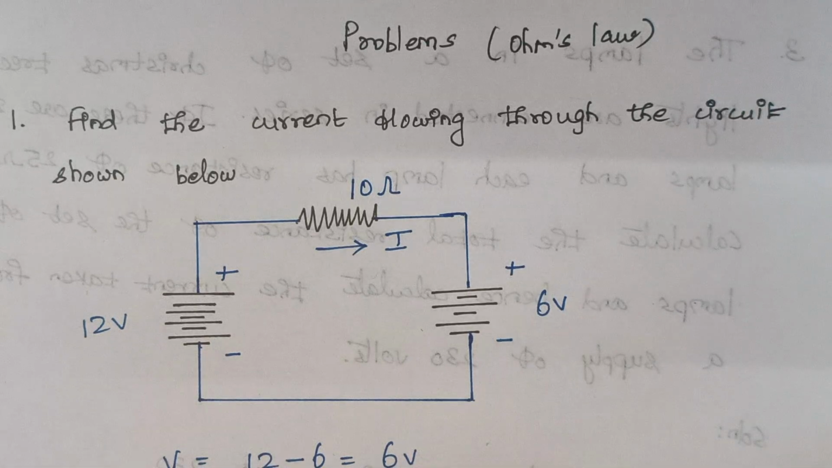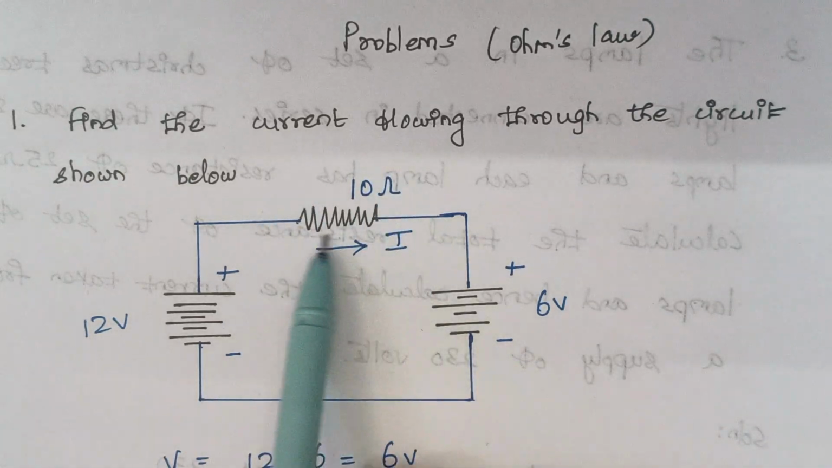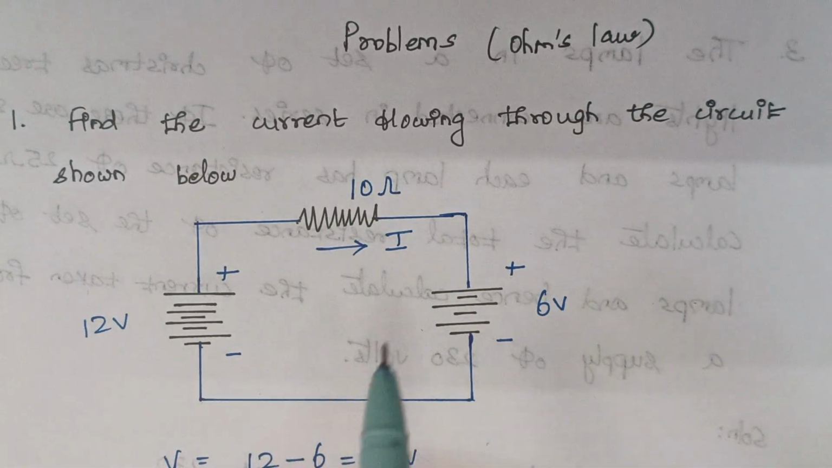So when you look at the circuit, this circuit has two voltage sources, right? One is 12 volt and another one is 6 volt here. And here we are having a resistor of 10 ohms. Now we are asked to calculate the current flowing through the circuit here.